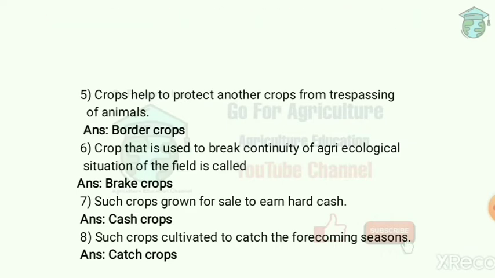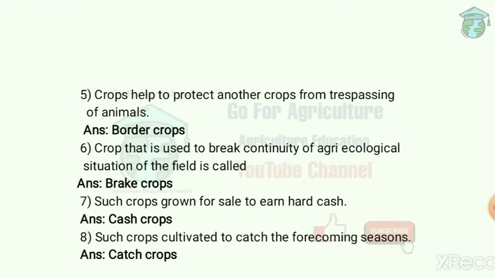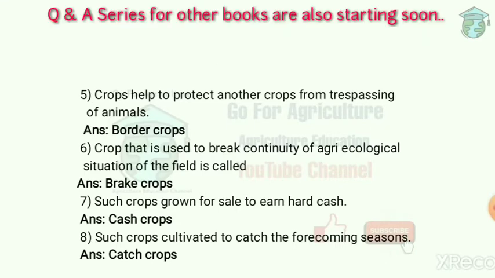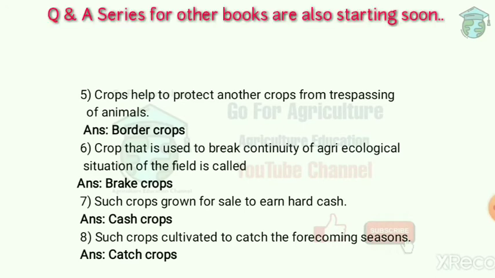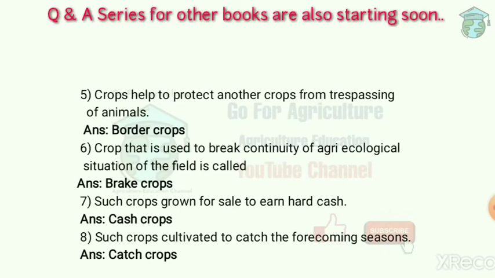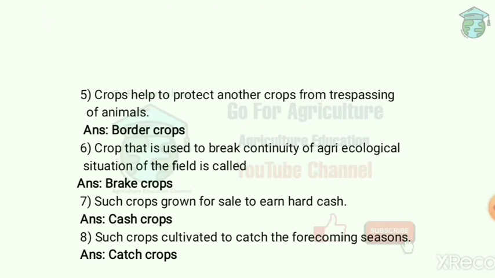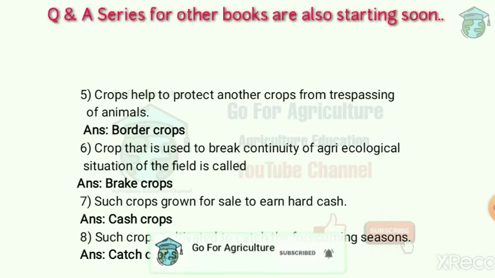Next question. Such crops that are grown for sale to earn hard cash are called cash crops. Generally these crops are grown to earn hard cash. A very common example is sugarcane, jute, cotton. Next question. Such crops cultivated to catch the forthcoming season are called catch crops. When the main crop has failed, these crops are suggested to catch the forthcoming season. It is called catch crop. For example, green gram: if wheat is failed, then green gram is grown. This is catch crop.